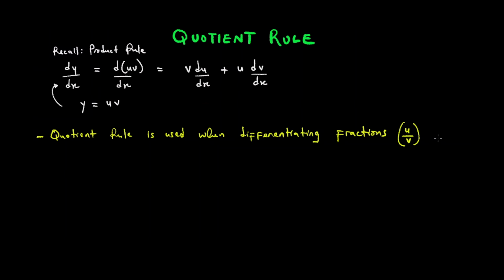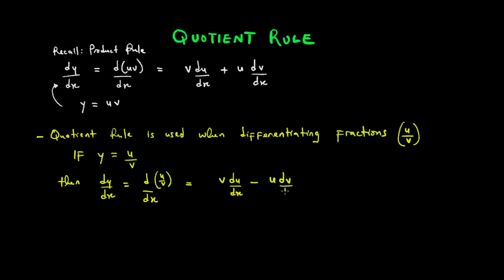What does the quotient rule state? The quotient rule states that if y is equal to u over v, then dy dx, which is simply d of u over v dx, is equal to, always start with v. So v du dx, because division is related to subtraction, here we say minus u dv dx, all over v squared. This is the quotient rule. I am boxing it because of its relative importance.